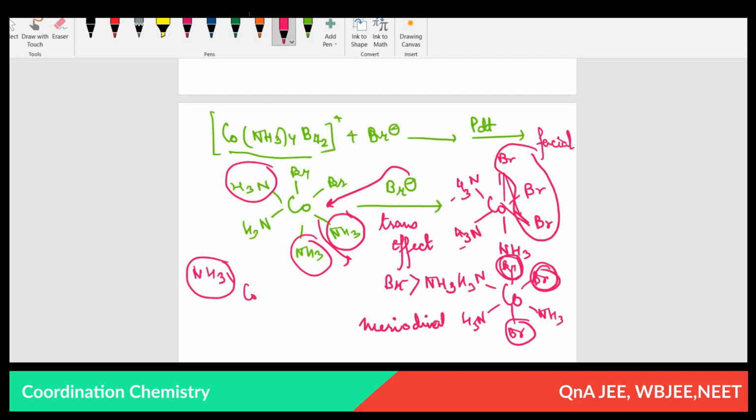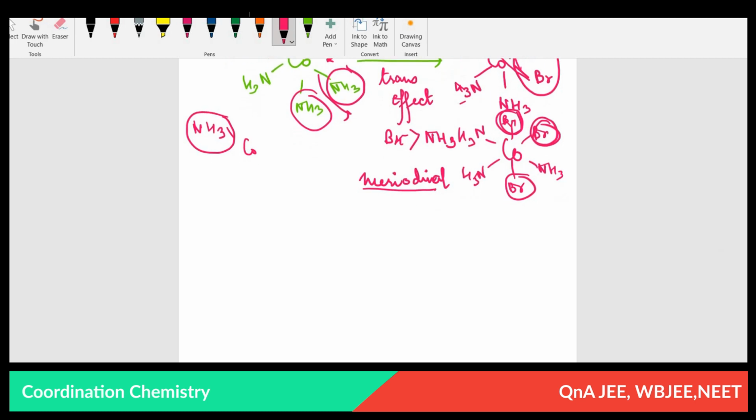So from the cis isomer, we are getting two. One is facial, one is meridional. Right? Now let us check the trans isomer. So the first option is correct. We can see. So if the first option is correct, then logically the fourth option, that only one isomer is produced from the cis isomer, is automatically ruled out.